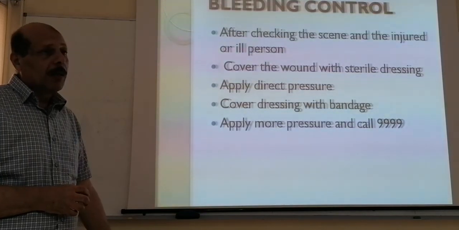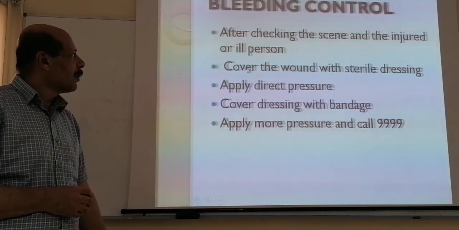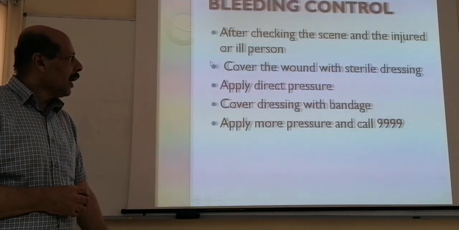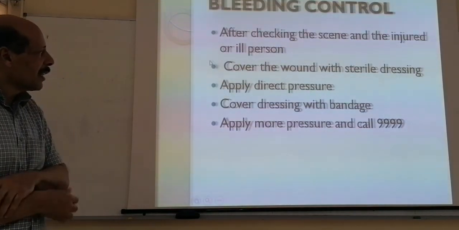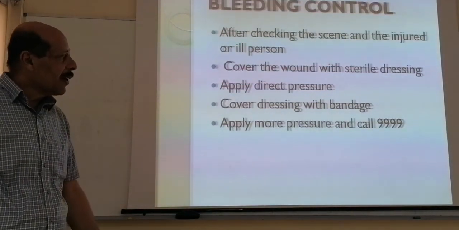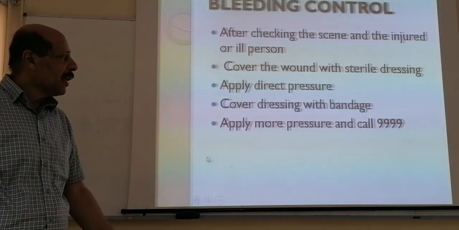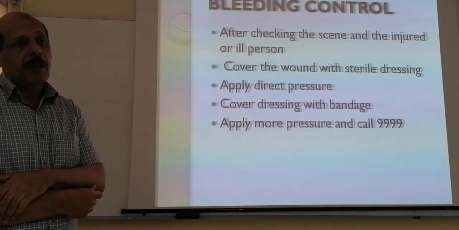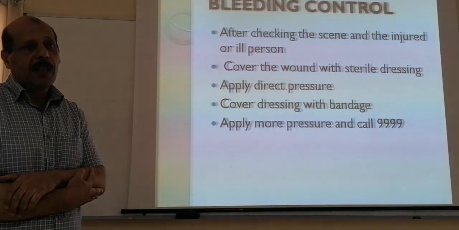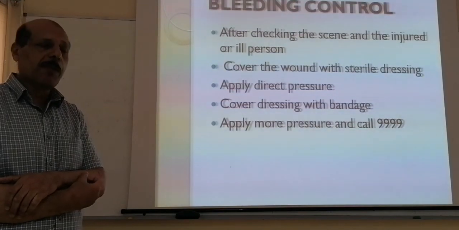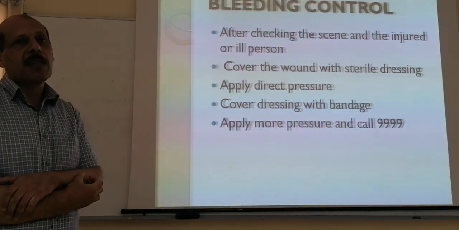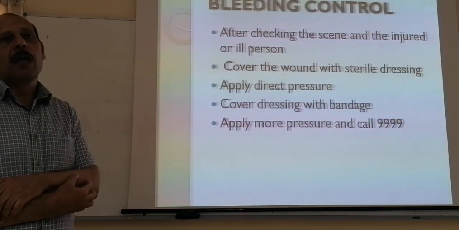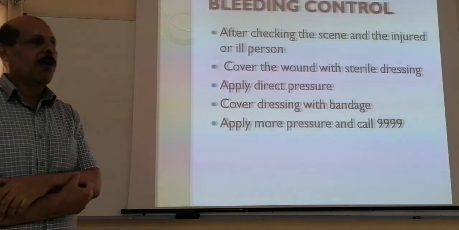Bleeding control, we also mentioned bleeding control. We have to check the signs of injury and cover the wound with sterile dressing, apply direct pressure, as we said, cover the dressing with a bandage, and also apply more pressure and call for help. Use elevation, elevate the part if it is possible, and if the bleeding has not stopped, you can press over the pressure point on our body.